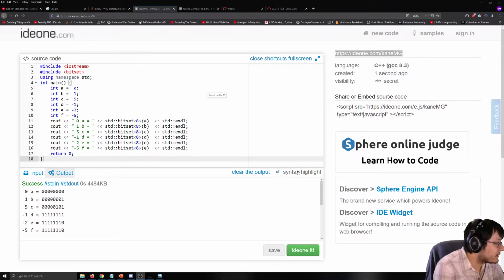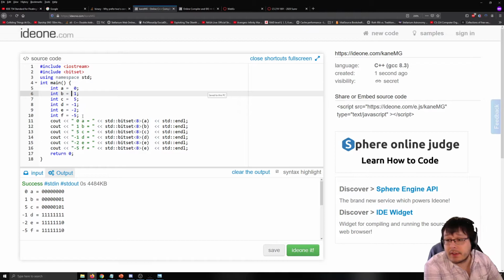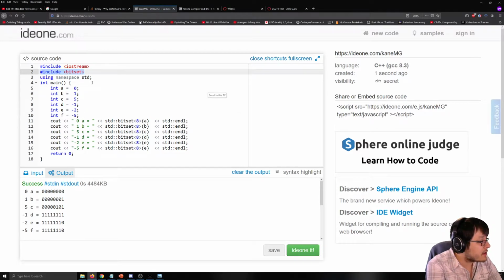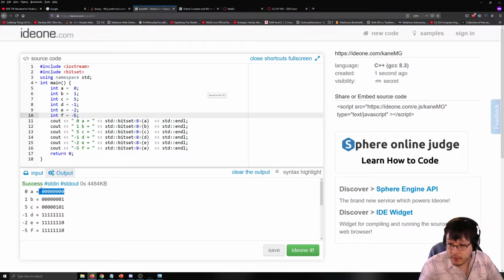But essentially, to prove to you that this is how it's actually keeping the data, you can use the bitset library to help you in converting decimal to binary. And so I went ahead and created a couple of variables: one with 0, one with 1, one with 5, and then a couple of negative values, negative 1, negative 2, and negative 5. And so here we can see that 0 is indeed a bunch of zeros.